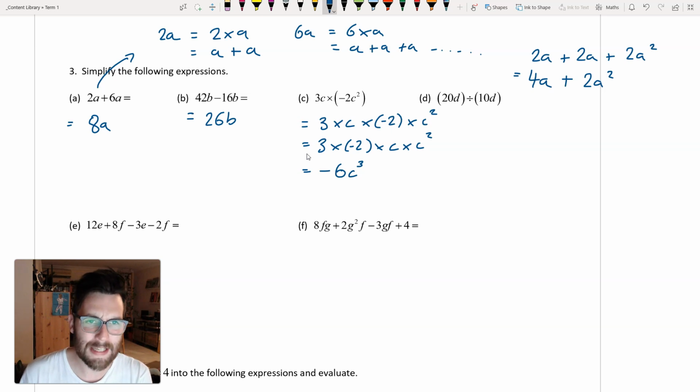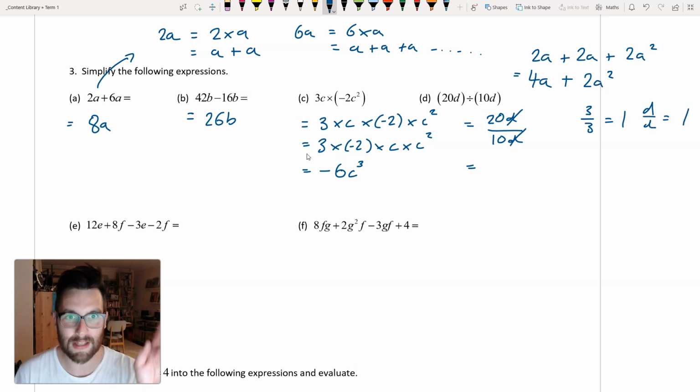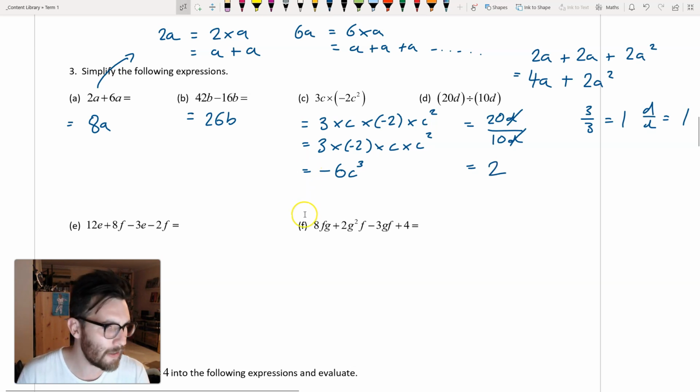And then for 20d divided by 10d, you could maybe think of that as a fraction. So 20d over 10d. We'll cancel off the d's first. D divided by d just cancels off. Kind of like in the same way, 3 divided by 3 would give you 1. Anything divided by itself gives you 1 as well. So that's why they cancel, no dramas. And then 20 divided by 10 is 2. So that one is hopefully okay.